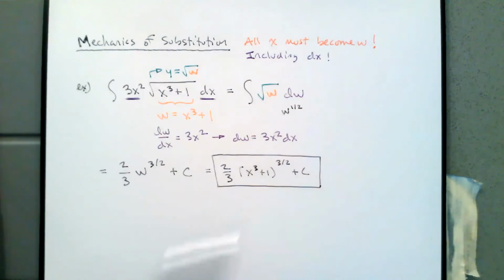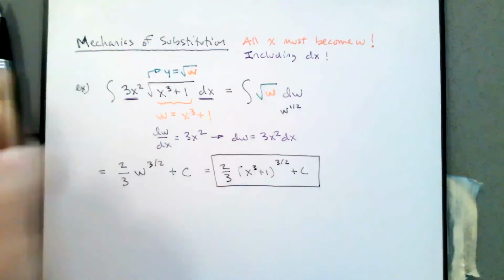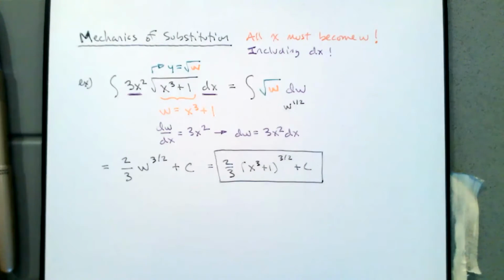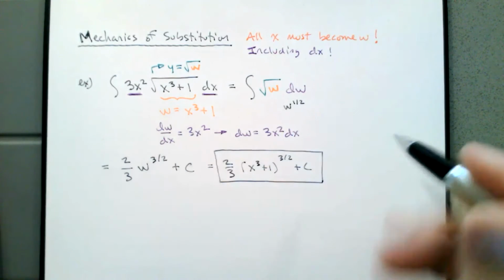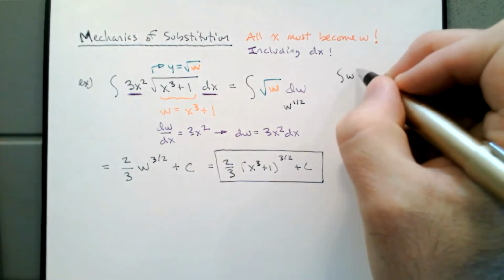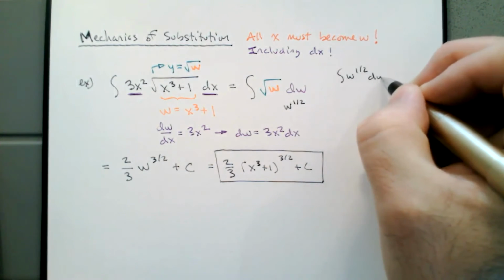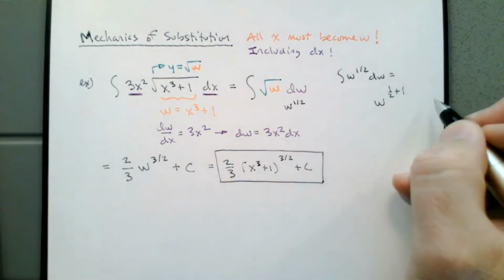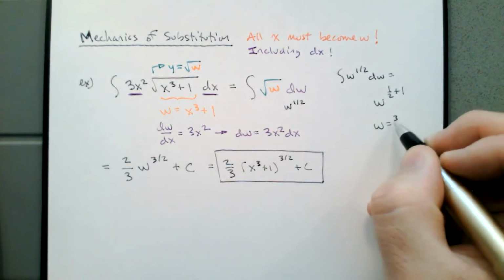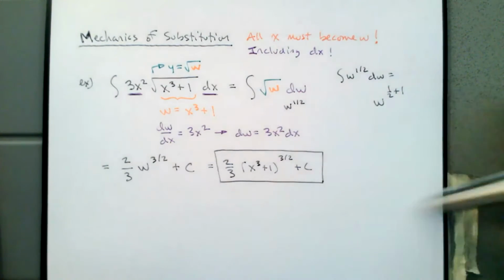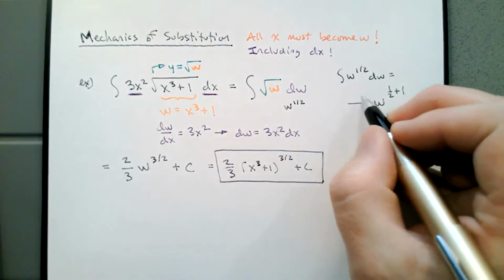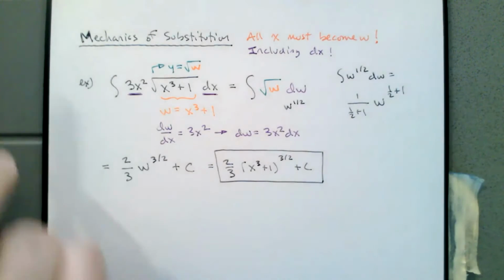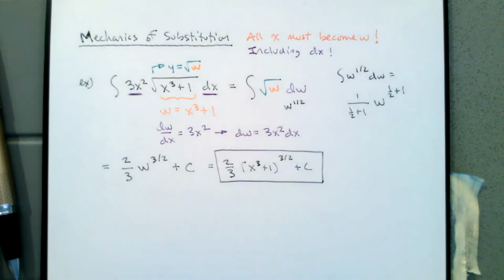Hey, Professor, can you tell me how you got 2/3 w to the power of 3 over 2? Yes, we add 1 to the exponent and divide by the new exponent. So the integral of w to the 1/2 power is, we add 1 to the exponent, so 1/2 plus 1. Oh, so you're finding the antiderivative of it. Yeah. Okay, makes sense. Got it. So that's going to be w to the 3/2, and then we divide by the new exponent. So 1 over 3/2 is 2/3.